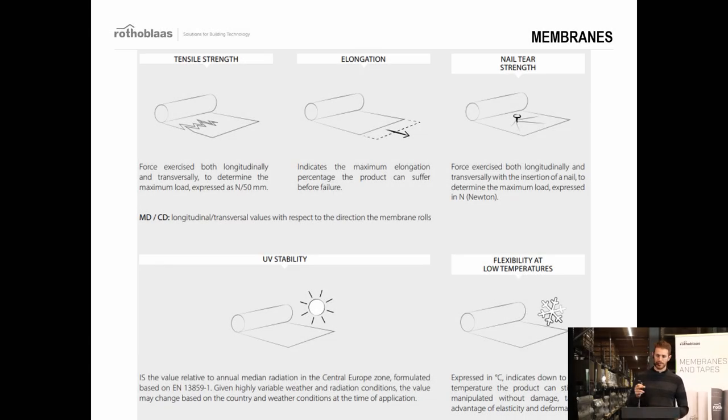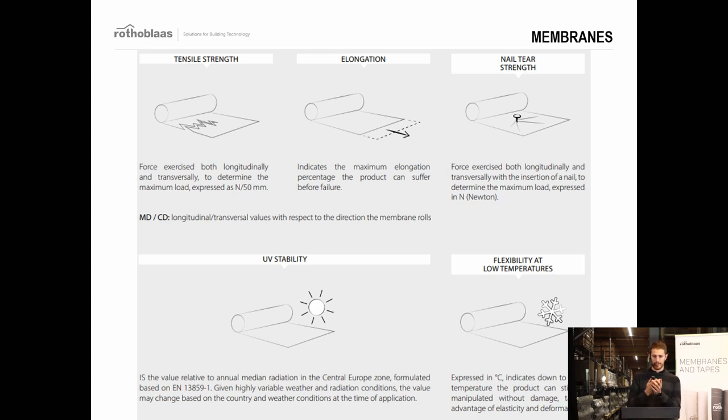Another very important thing when you're choosing the right membrane, because there are, of course, a lot of membranes out there and it's very important to choose the right one, is the tensile strength. I'll give you another example. When you're on an inclined pitch of a roof, and the installer is stepping onto the membrane with his feet, and there are maybe some nails to keep the membrane in place.